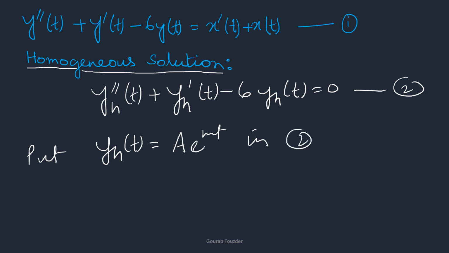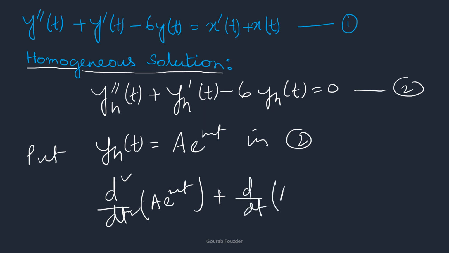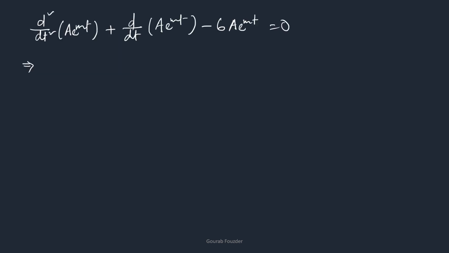So we have the second order derivative of A e^(mt) plus d/dt of A e^(mt) minus 6 A e^(mt) equal to 0. The double differentiation of A e^(mt) is m^2 A e^(mt), plus d/dt of A e^(mt) is m A e^(mt), and then we have minus 6 A e^(mt), which is equal to 0.